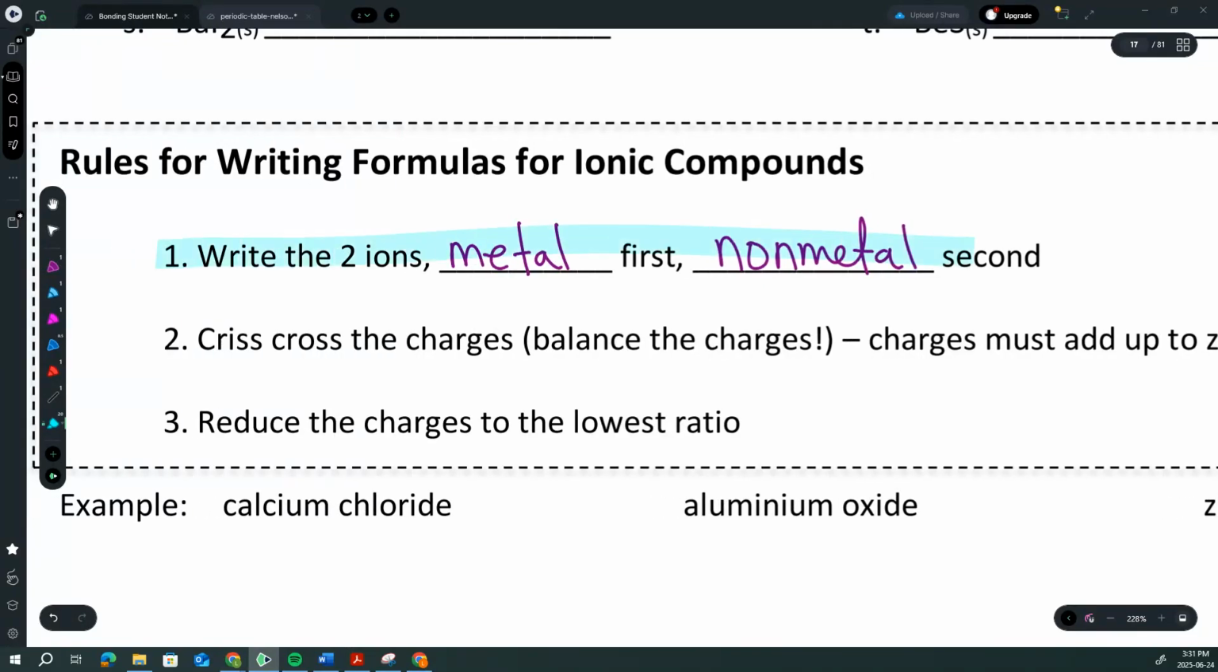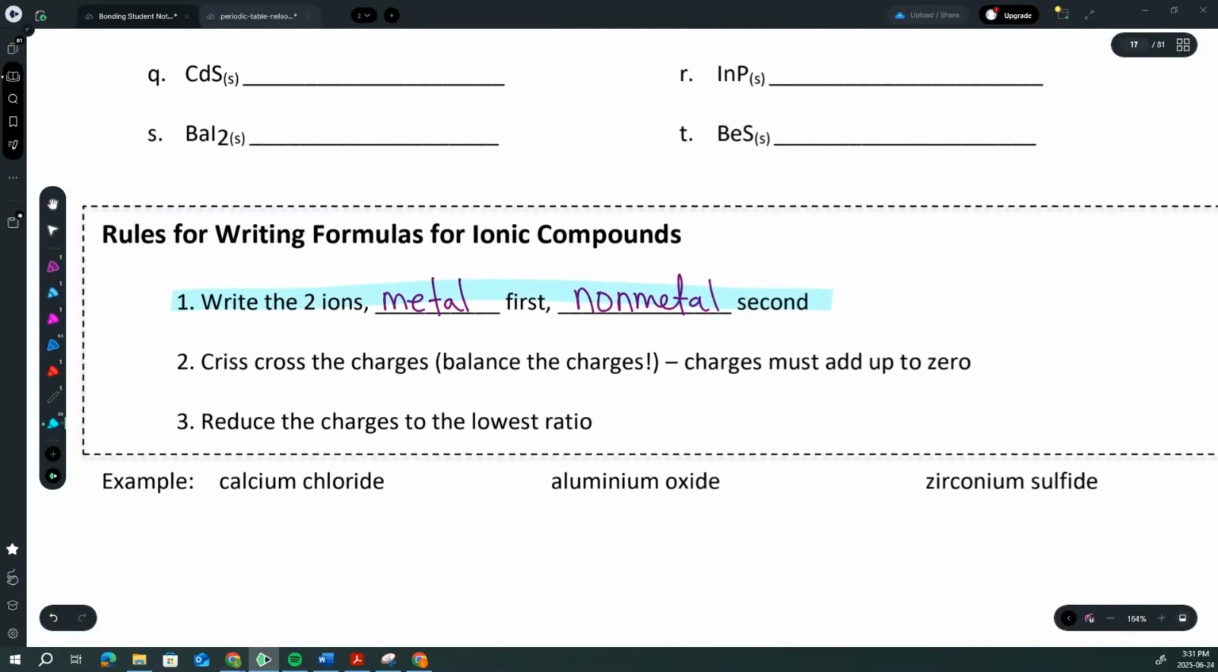This is important, so let's make sure we highlight this. Step number 2, we're going to crisscross the charges. The reason we want to do this is because we want to make sure that our compound has a balanced charge, or a neutral overall charge.